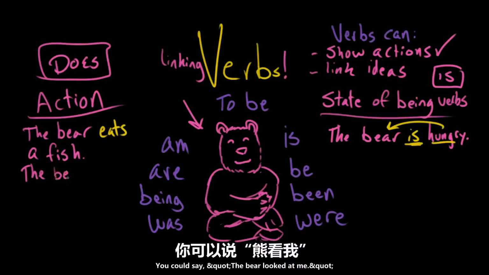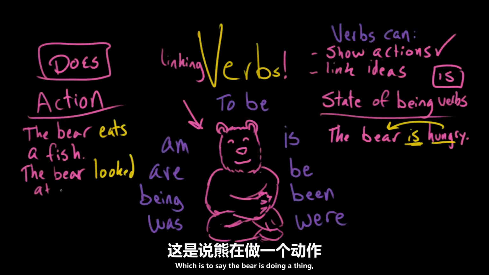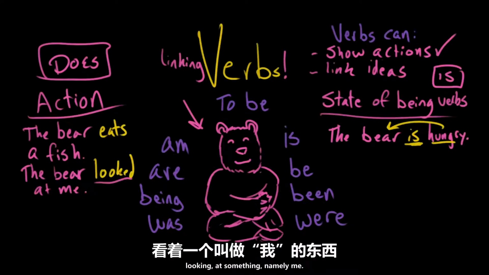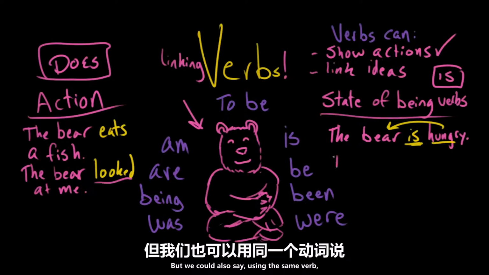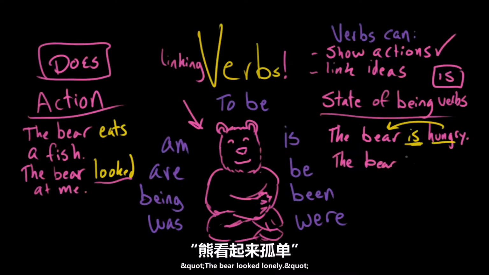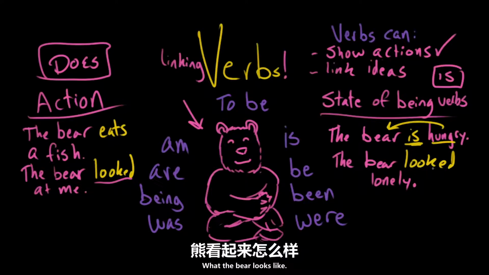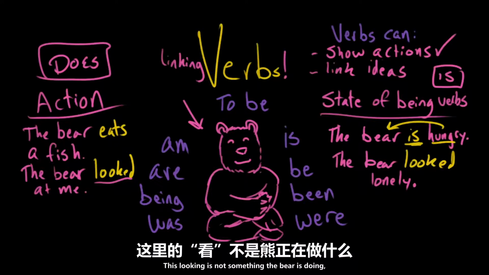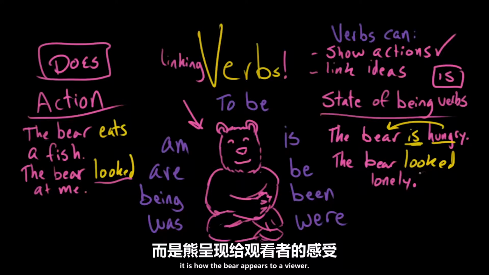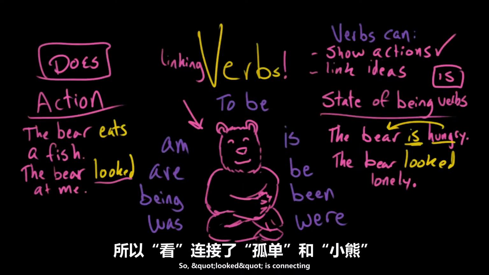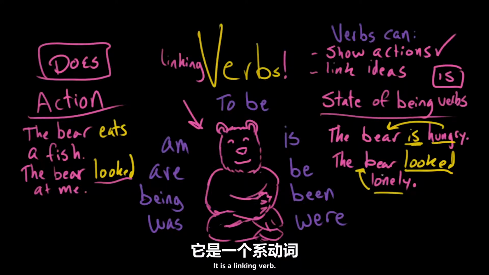You could say, the bear looked at me, which is to say the bear is doing a thing, looking at something, namely me. But we could also say, using the same verb, the bear looked lonely. Now in this case, this is describing how the bear looks, what the bear looks like. This looking is not something the bear is doing, it is how the bear appears to a viewer. So, looked is connecting lonely to bear. It is linking lonely to bear. It is a linking verb.